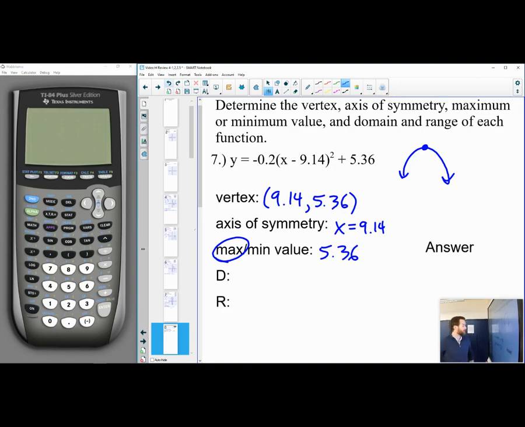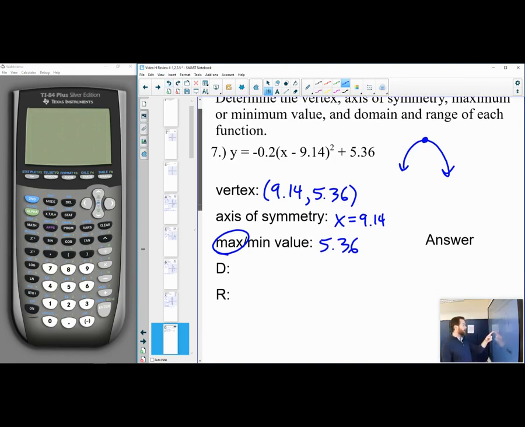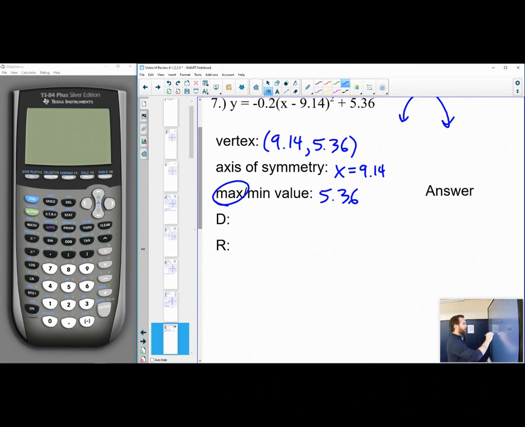Now, last but not least, we just need to describe our domain and range. So the domain, for any quadratic, is always, I'm always terrible at writing these infinity symbols, negative infinity to positive infinity, writing it in interval notation. We read this as negative infinity to positive infinity. It's not a coordinate or anything like that.